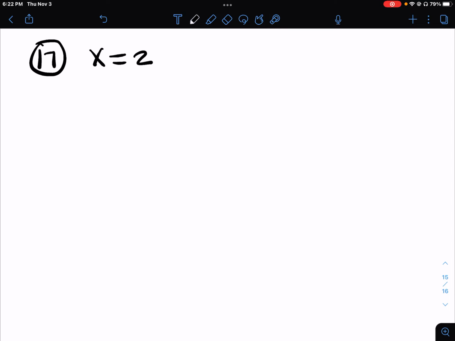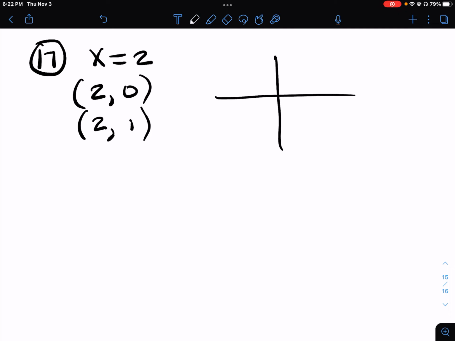X equals 2 means all your points have 2 in for X. Y could be anything, so just choose some small numbers. This means right 2, up 0, and right 2, up 1. And that's your line.